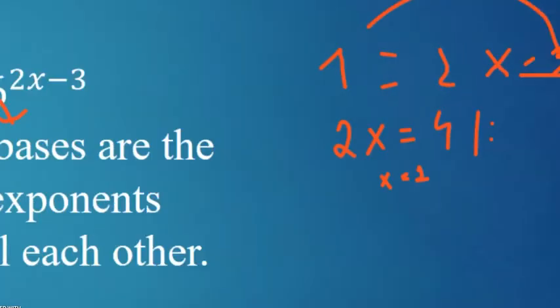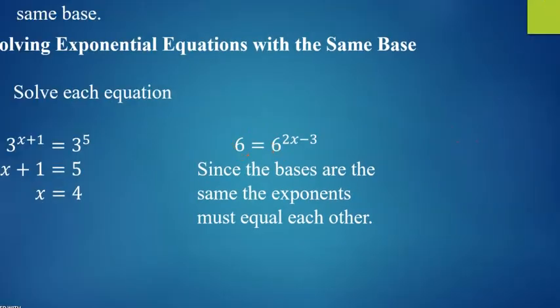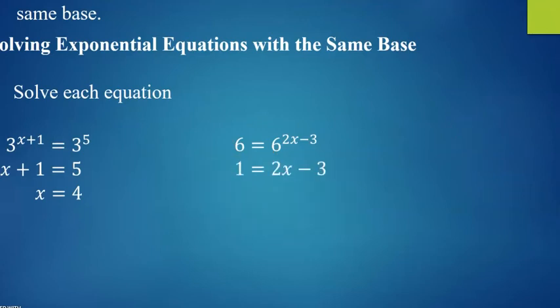Then x will be equal to just 2. Okay guys, so that was the basics of solving exponential equations with the same base. Let's move to the third slide. All right, this is our solution. So x equal to 2 and x equal to 4.